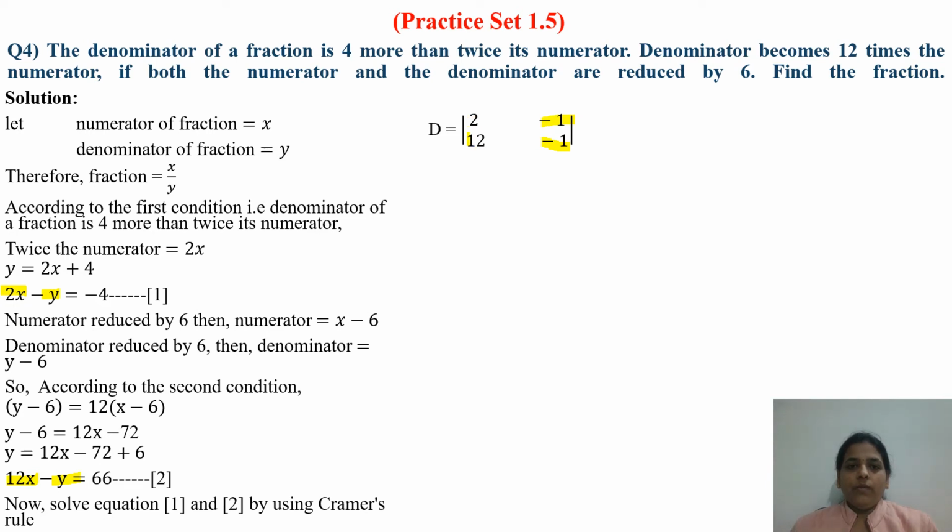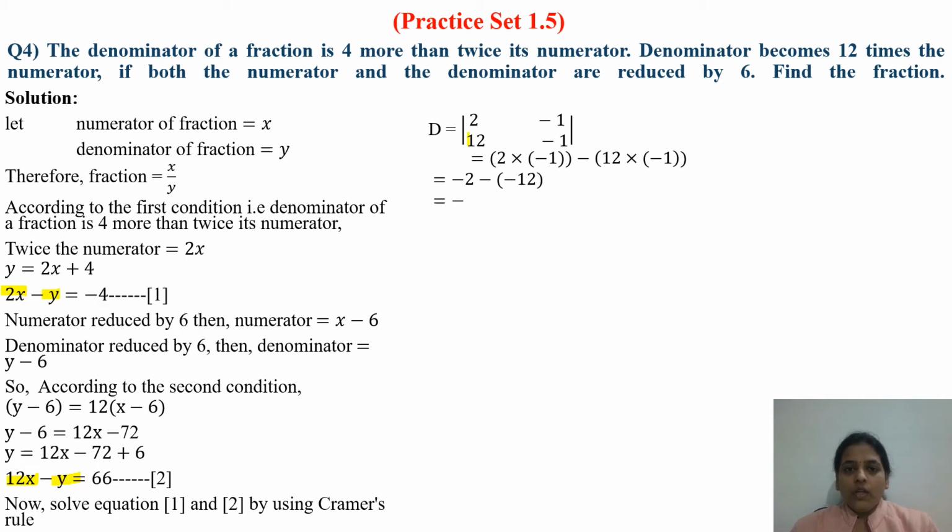How to solve this determinant? Just multiply 2 into minus 1, minus 12 into minus 1. Understand this? Next, 2 into minus 1, that is minus 2. 12 into minus 1, that is minus 12. And the minus sign is kept outside the bracket.